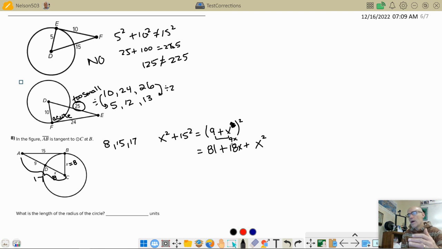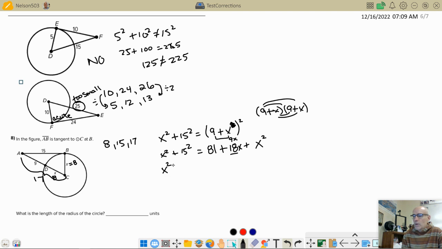And we talked about why that works in class, when we had 9 plus x times 9 plus x, and you distribute the 9, you distribute the x, you're going to get 2 9x terms, not just one of them. Just look at that stuff. You get two 9x terms. That's why you're doubling that. You get x squared plus 15 squared. Right? Oh, should have done the 225 right there.